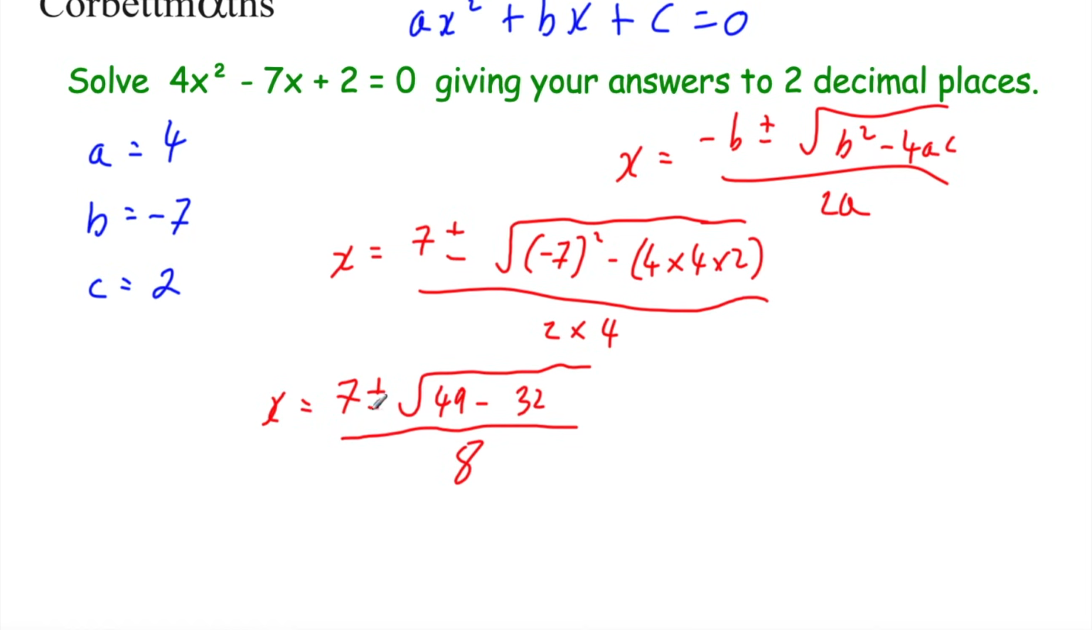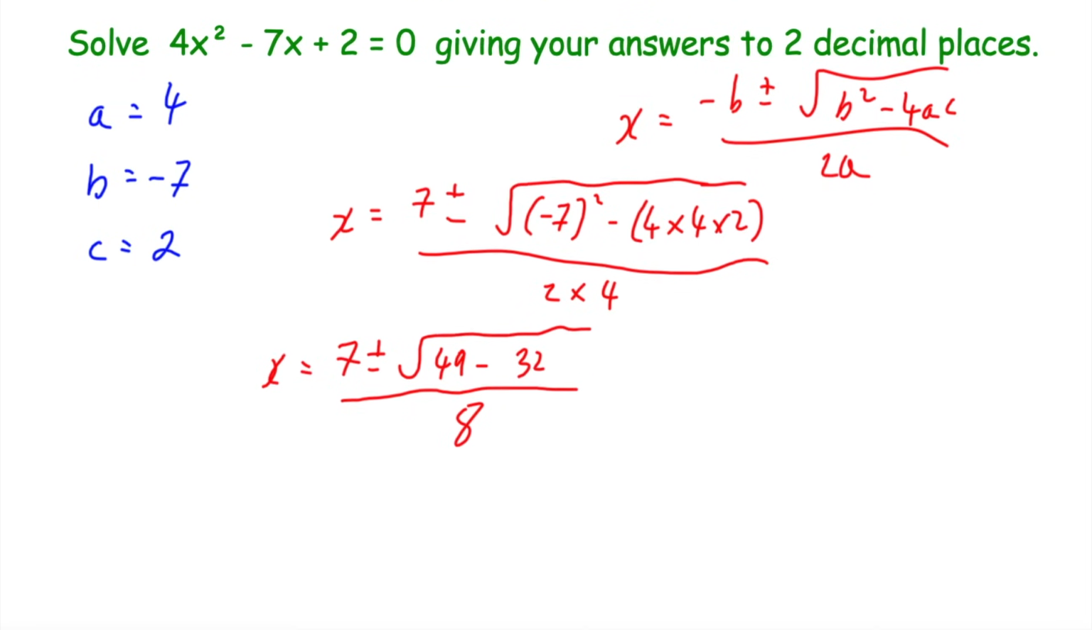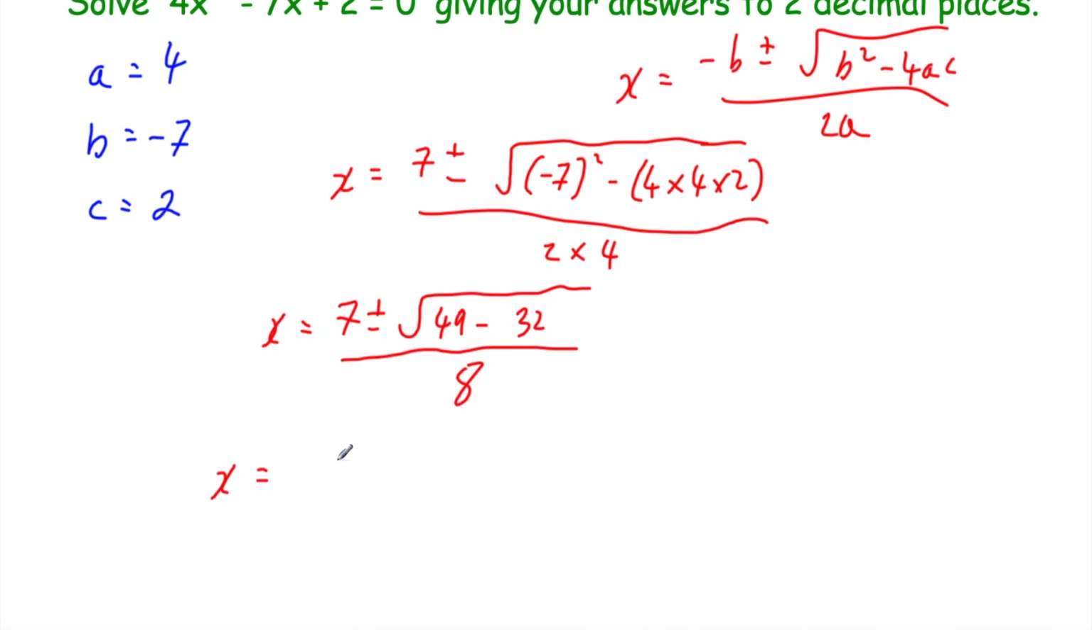Now at this point, I probably would just type this into my calculator and type in 7 plus the square root of 49 minus 32 all over 8, and then change the plus sign to the minus to get the other solution. But let's just do a bit of simplifying here. So we're going to get that x equals 7 plus or minus the square root of 49 take away 32 is 17 divided by 8. And then at this point, I definitely would just type it into the calculator and get the x equals, and I would type in the fraction button, and then 7 plus the square root of 17 divided by 8.